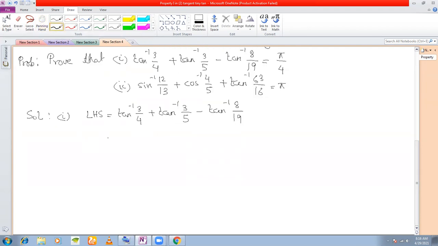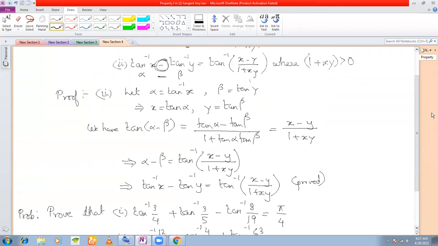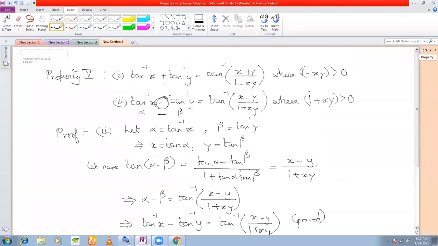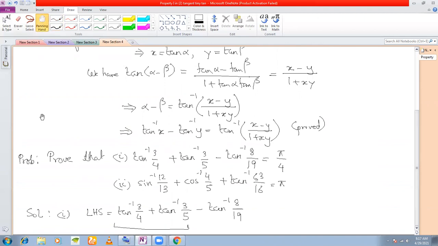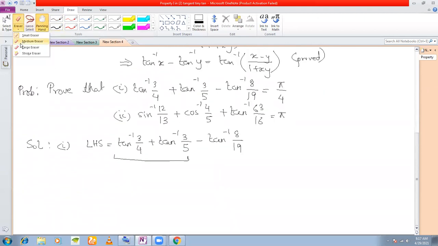Now see here, we are going to use the tan inverse x plus tan inverse y formula for these two. But remember, I can only use the formula if the restriction is satisfied. What was the restriction here? If you recall from here, tan inverse x plus tan inverse y is equal to tan inverse of (x plus y) by (1 minus xy), only if 1 minus xy is greater than 0. So we'll check whether 1 minus xy here is greater than 0.